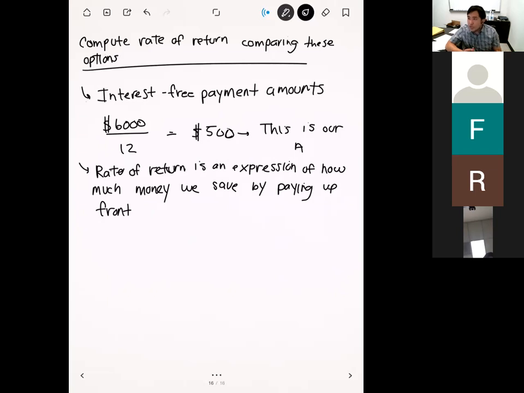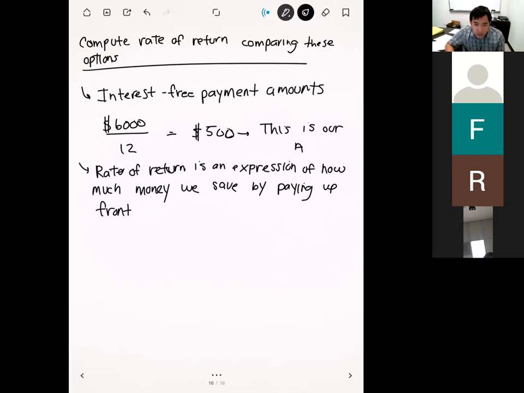And so it's not that you're choosing between $6,000 versus $5,100, right? And I think most people can see that the difference between that is just $900. But it's a choice of, what else can you do with that money in the same amount of time? And so that's why rate of return is a little bit of a better metric of how much money you can save by paying up front.